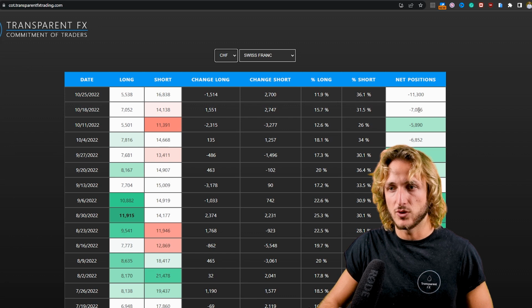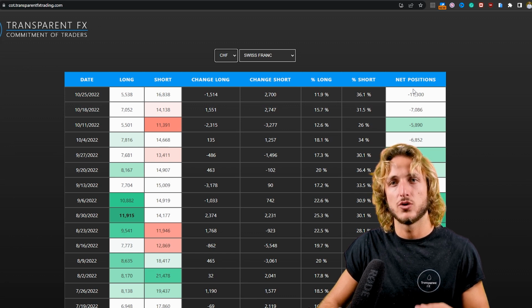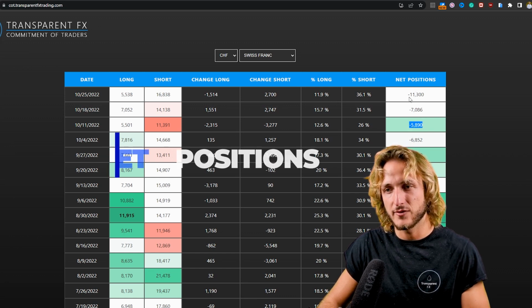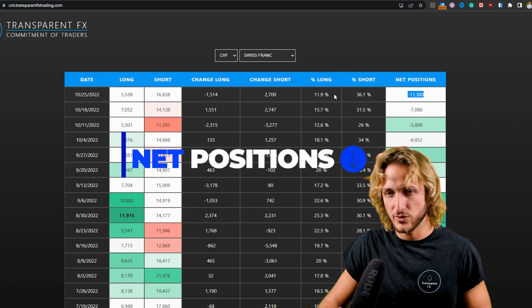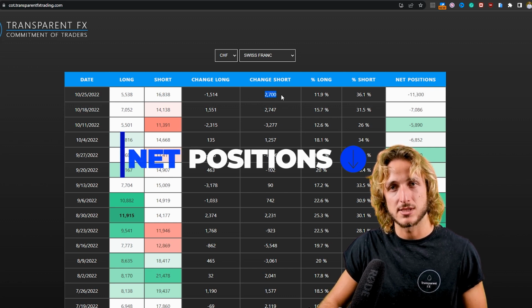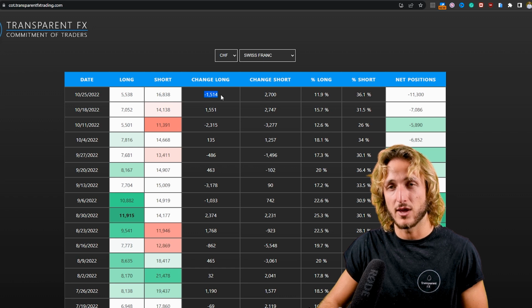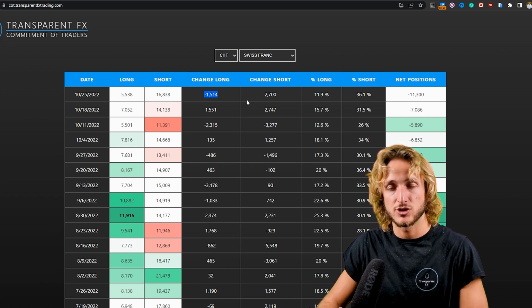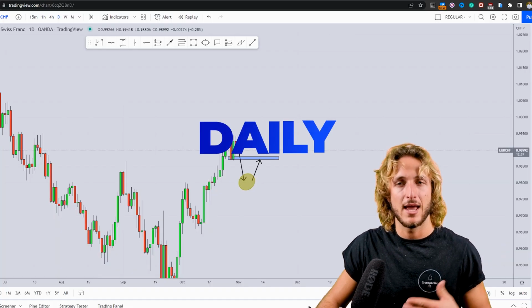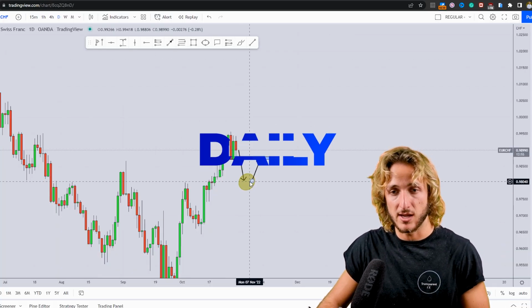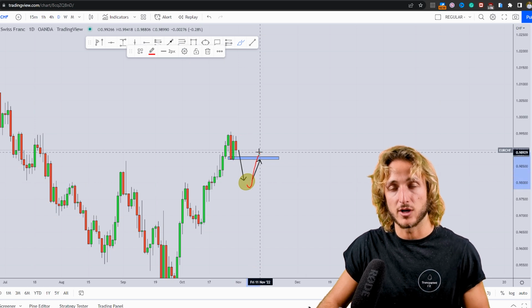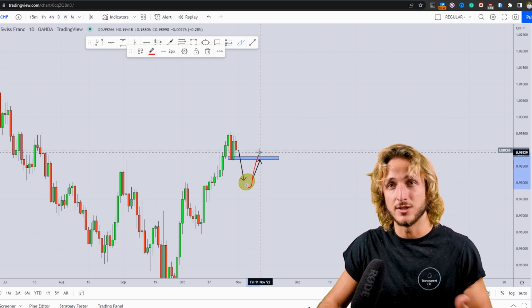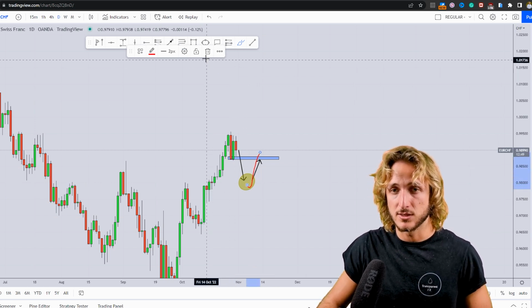And on the CHF, what we're seeing is net positioning continuing to decrease from minus 5k to minus 11.3k, with 2.7k shorts added to the last report and 1.5k longs getting closed. So the CHF is getting bearish and the euro is getting strong. And that is exactly what we need if this M pattern will be created for the market to create a rejection to the upside. We will need strong euro and weak CHF.